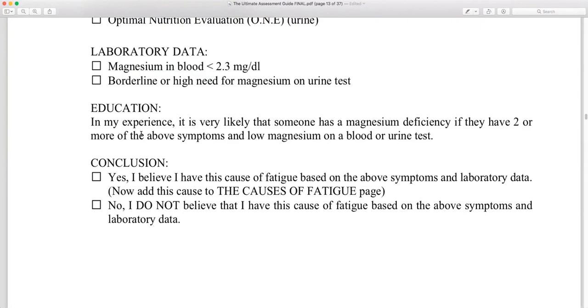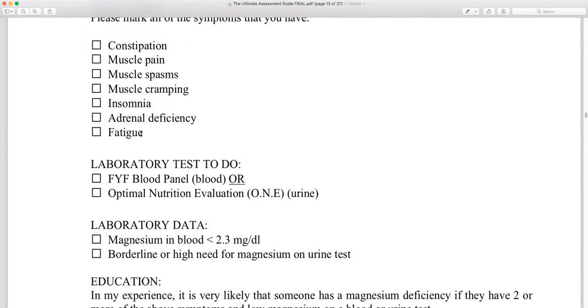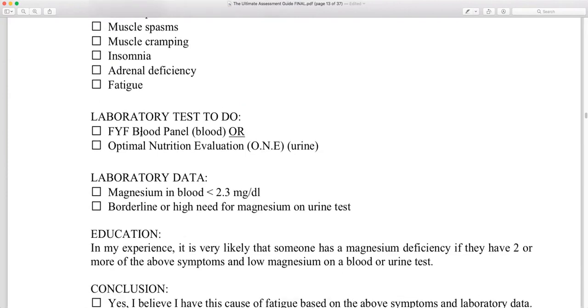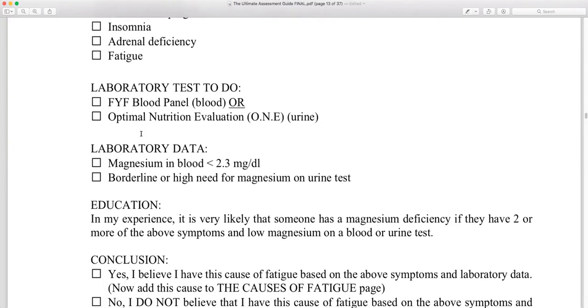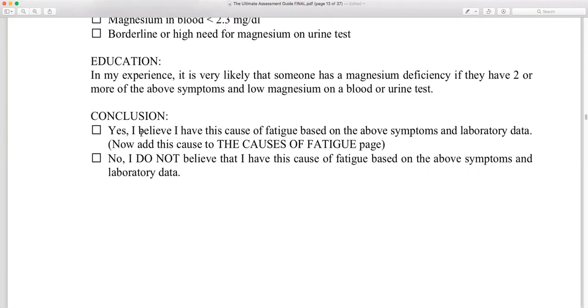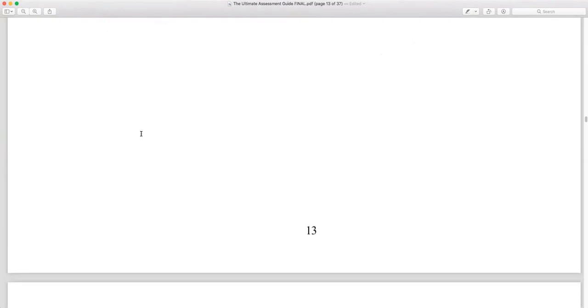So magnesium is one of those that you can do subjectively sometimes if somebody has muscle cramps, if they have a hard time sleeping, if they have constipation. Oftentimes we will give people magnesium without the laboratory tests, but the laboratory tests definitely help. And then the conclusion, make your determination, and if it's a yes, add it to page 2.